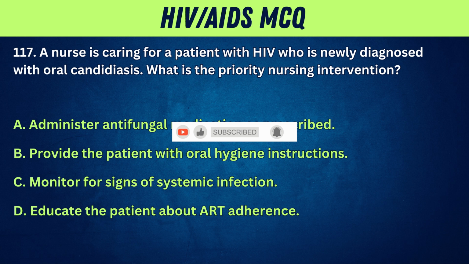117. A nurse is caring for a patient with HIV who is newly diagnosed with oral candidiasis. What is the priority nursing intervention? A. Administer antifungal medication as prescribed. B. Provide the patient with oral hygiene instructions. C. Monitor for signs of systemic infection. D. Educate the patient about ART adherence.